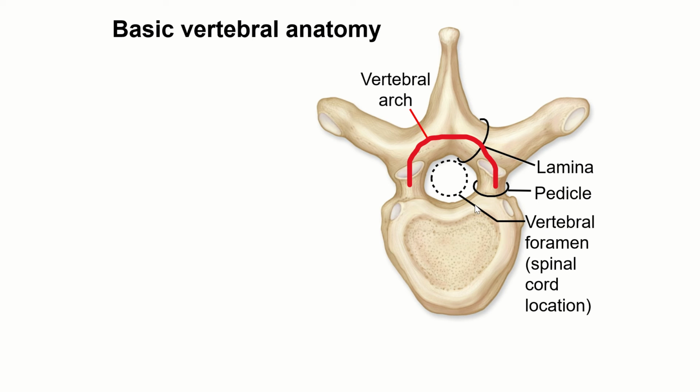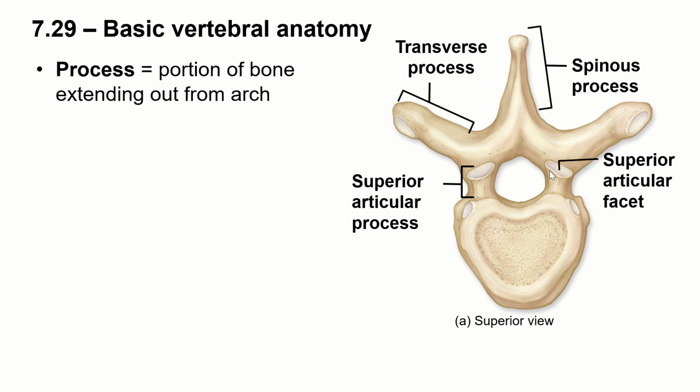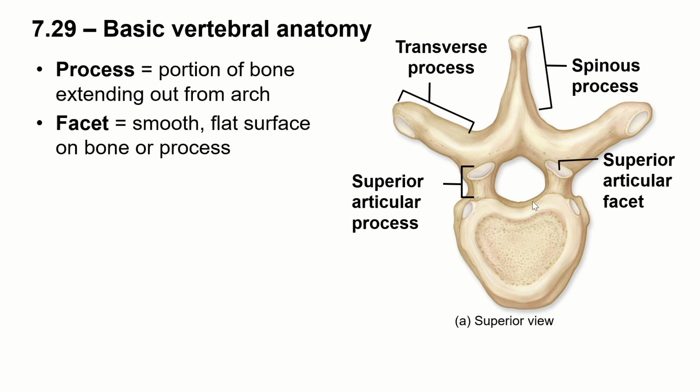Now, people tend to have problems like where exactly is the pedicel and where does the pedicel end and the lamina begin? And I'm just going to say, honestly, I don't know. What I want you to know is that the arch is made from the lamina and the pedicel, and that's really it. Okay, now let's talk about the processes. You remember that a process is a thing that sticks off from another thing. So in this case, we have little pieces of bone that stick out from the body and the vertebral arch.